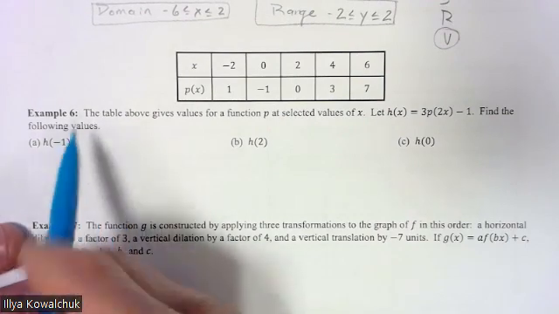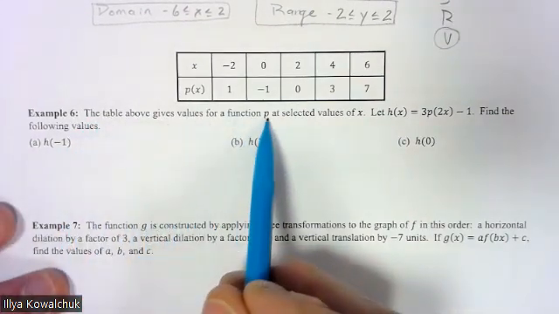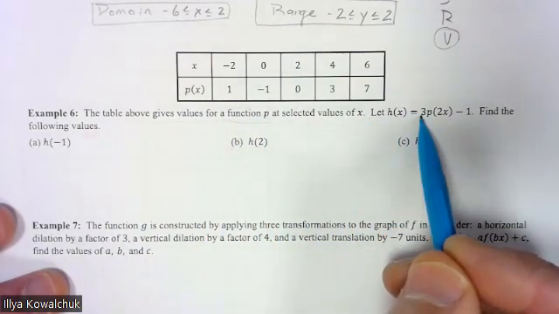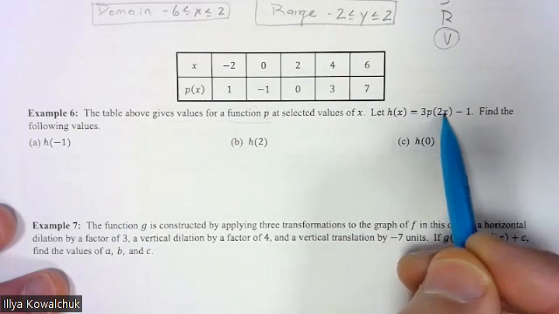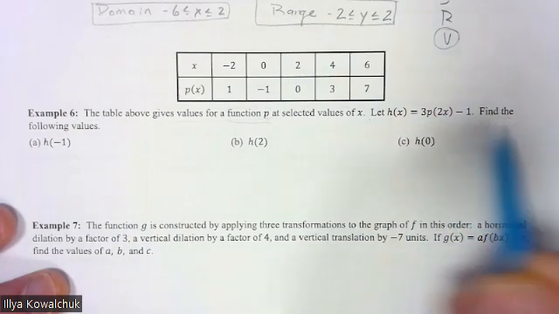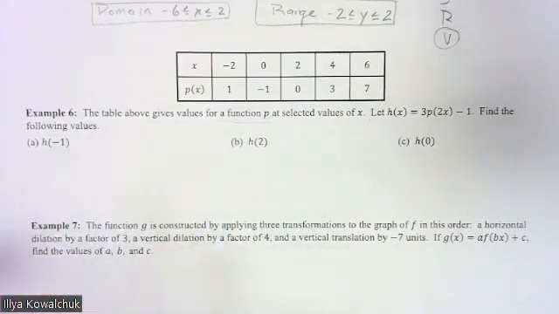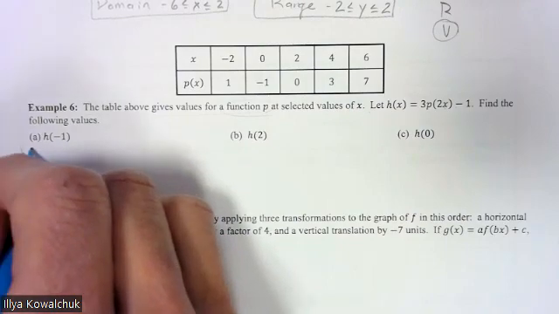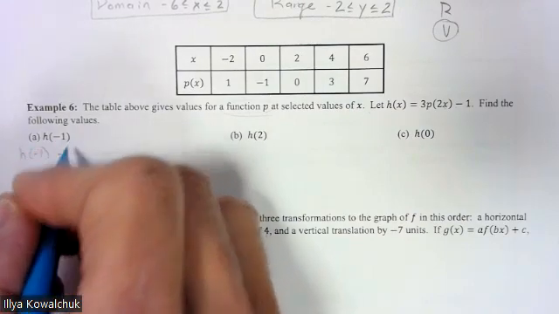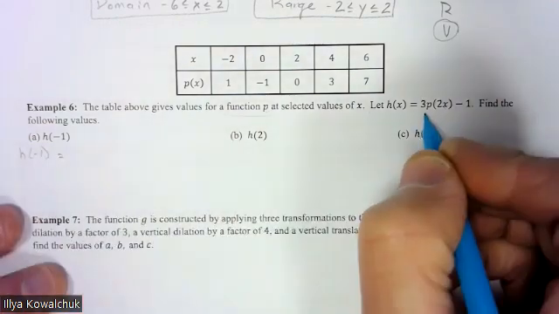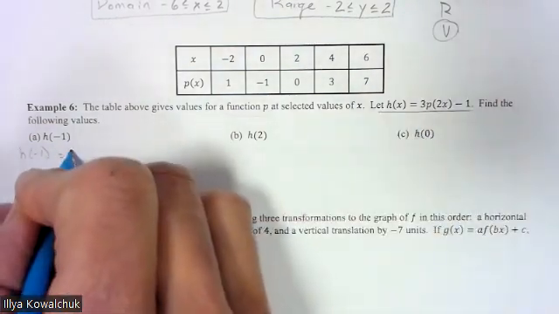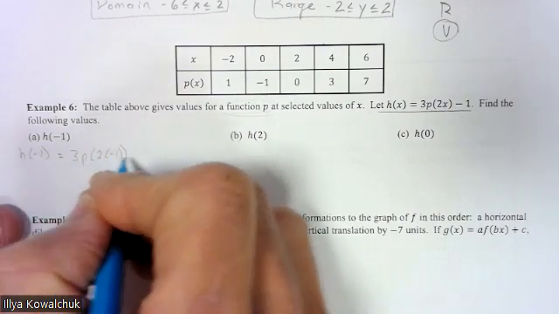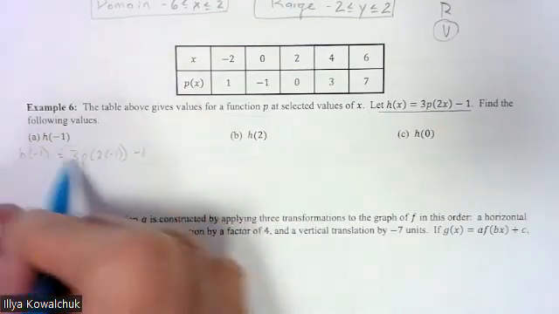Okay, so first thing, the table above gives values for function p at selected values of x. Let h of x be 3 times the function p of 2x minus 1. Find the following values. Now, this is actually just an algebra problem, so stay with me on this. If I want to find h of -1, all I'm going to do is plug that into where the x is. And my h function is right here. So I have 3 times p of 2 times -1 minus 1. Now I just evaluate this.